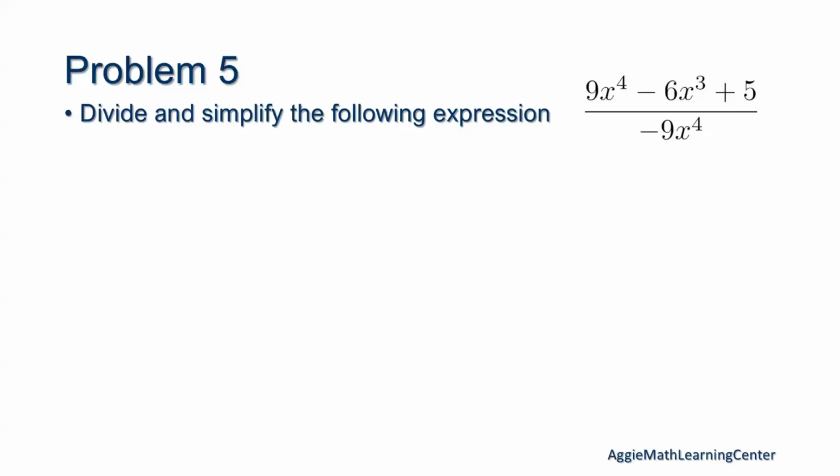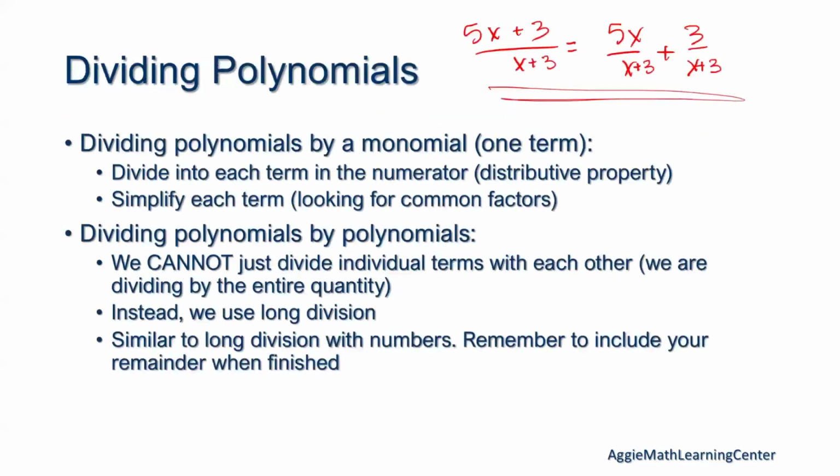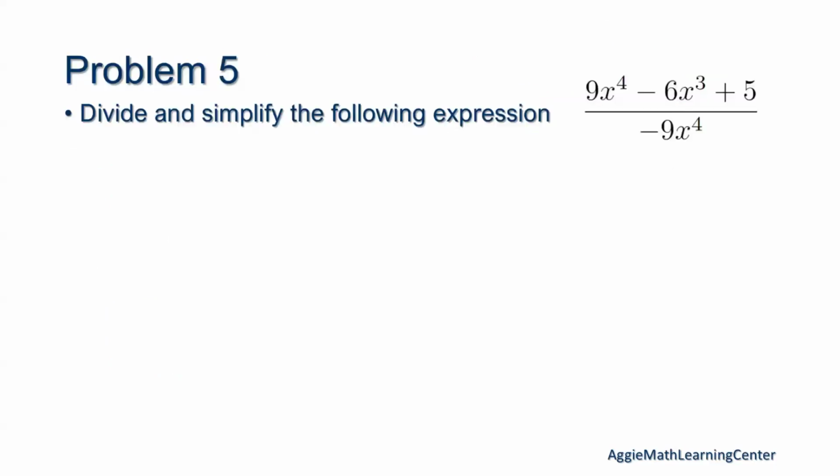So what we want to do first is separate it into multiple fractions. This is going back to what we did right here, using the properties of adding fractions. Every term on the top, we're going to turn into its own fraction. So this is going to be equal to 9x to the 4th over negative 9x to the 4th, plus negative 6x cubed over negative.